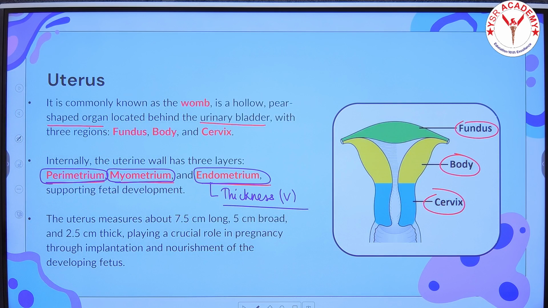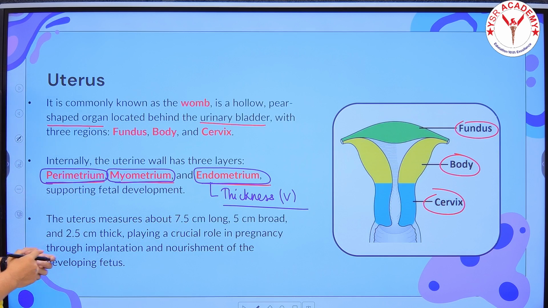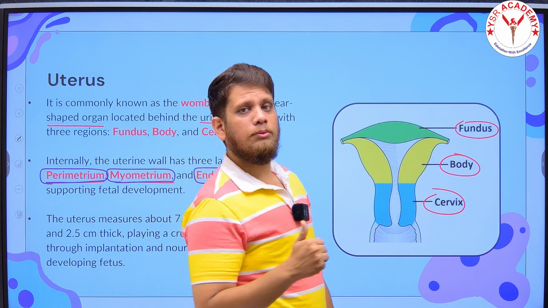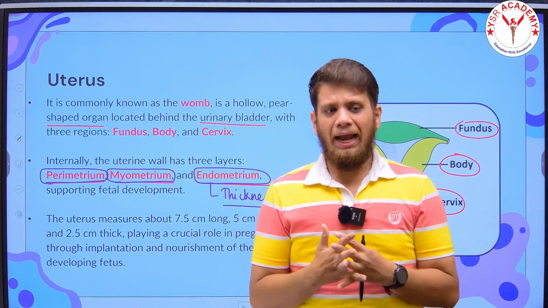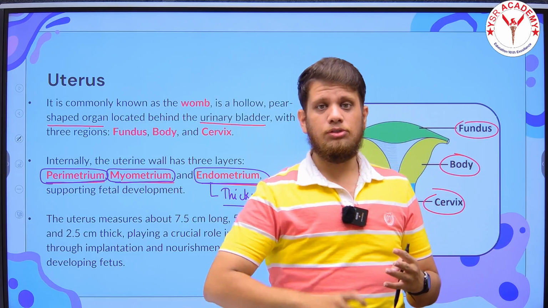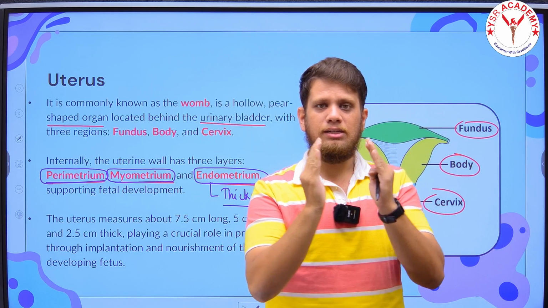Uterus measures about 7.5 centimeters long, 5 centimeters broad to 2.5 centimeters thick, playing a crucial role in pregnancy through implantation and nourishment of the developing fetus. So two things: number one, provide nourishment; second, hold the baby for the period of 9 months, and it can expand to a very great extent than its original size. So if its original size is this much, it can extend this much.